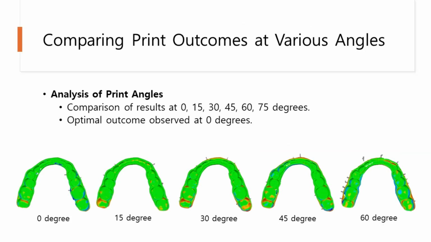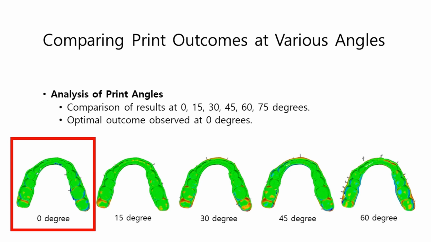Printing angle. This presentation focuses on evaluating the outcomes of printing at different angles: 0, 15, 30, 45, 60, and 75 degrees. The objective was to identify which angle provides the best print quality and accuracy for a specified application.